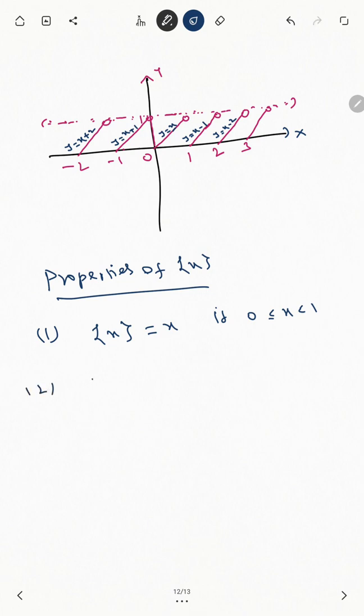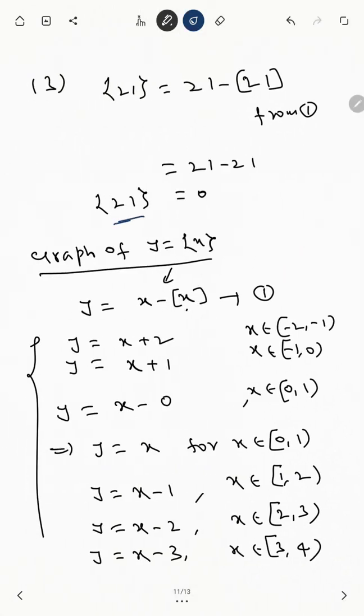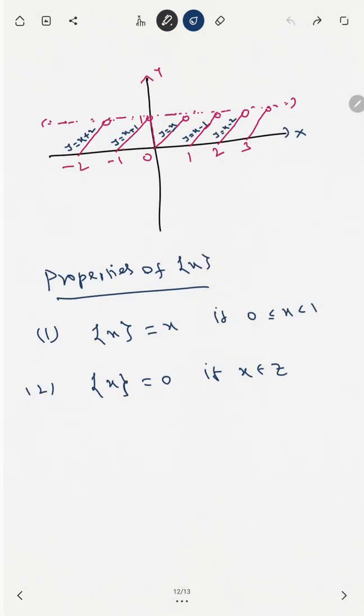Second one, fractional part of x is 0 if x belongs to any integer. Just now I have written examples like this: fractional part of 21 is 0, fractional part of 100 is 0. Any integer you can take, you are getting 0 itself. Okay?